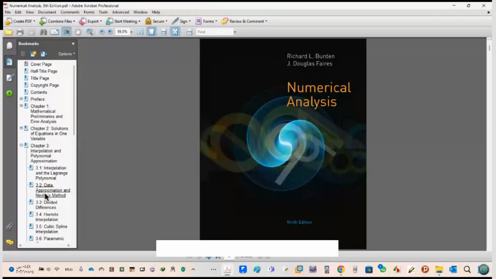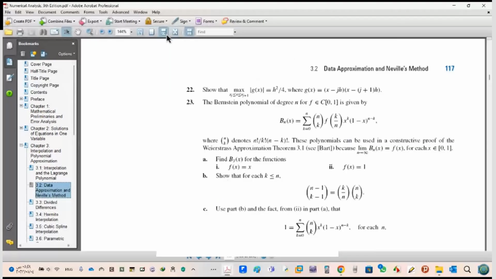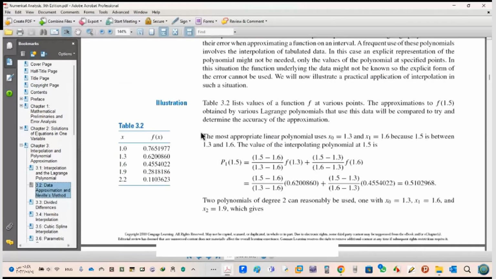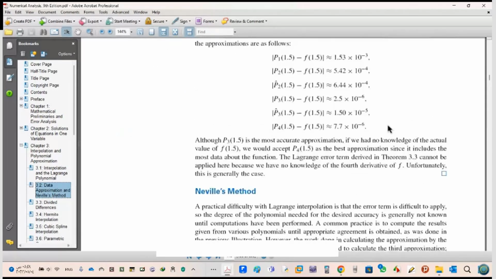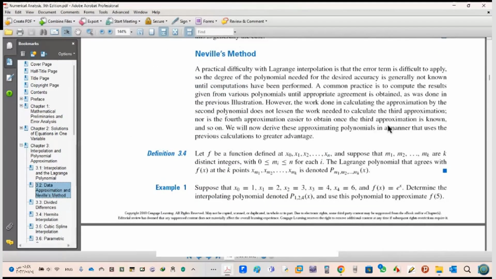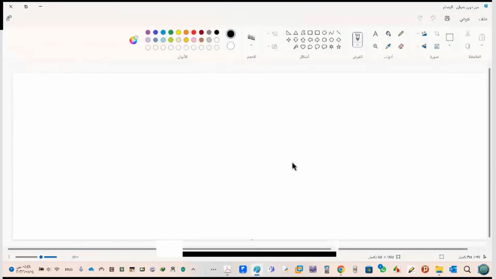They will go also for chapter number 3. We'll talk about 3.2. In 3.2, today we'll talk about something called Neville method. In the previous week, we talked about Lagrange method to find approximation for values. And this week, we'll go to another thing called Neville method. Let's make a revision for the previous week and then talk about this one.